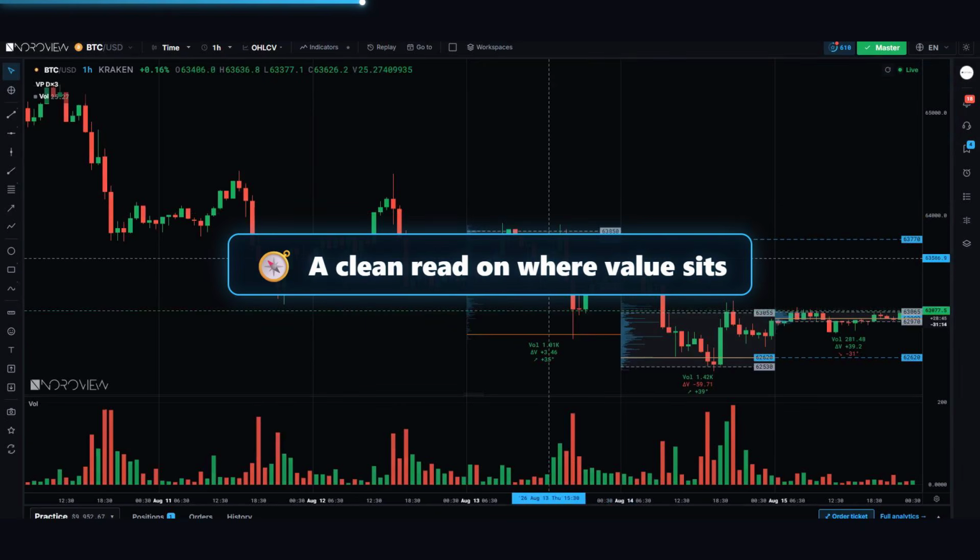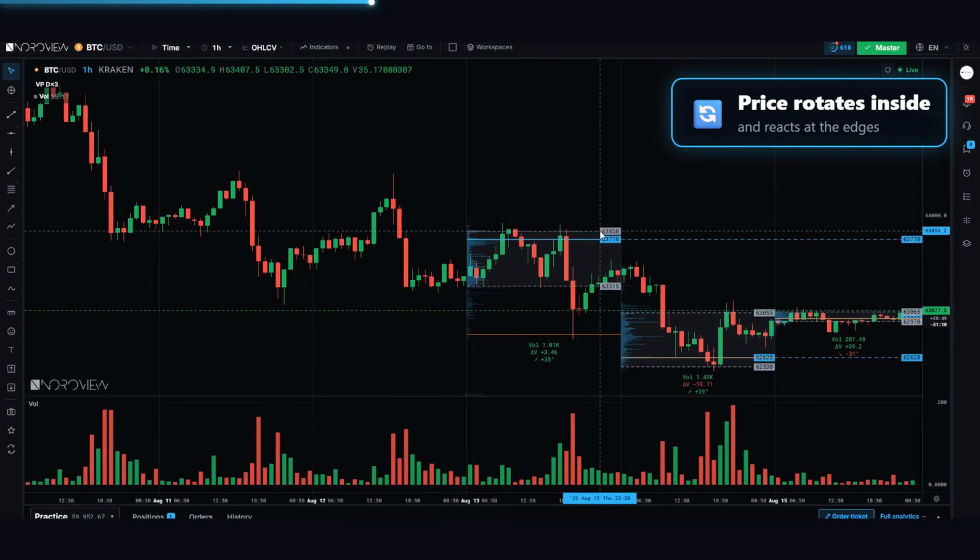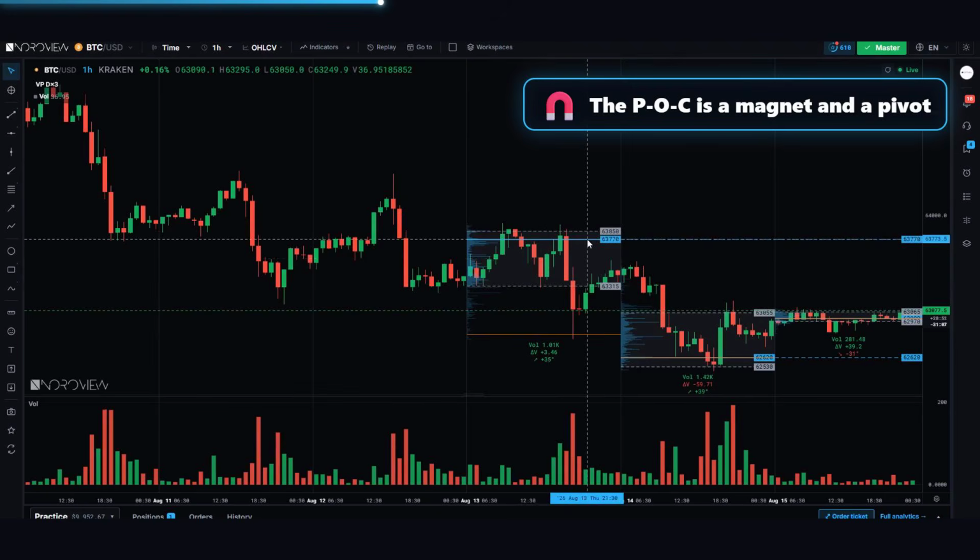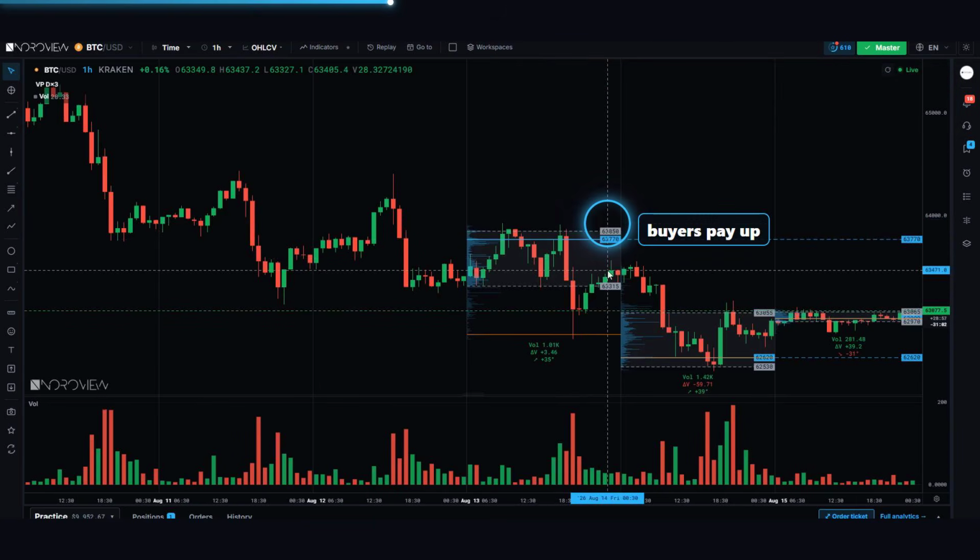Together, they give you a clean read on where value actually sits. Price tends to rotate inside the value area and react at its edges. And the POC behaves like a magnet and a pivot. Above it, buyers are paying up. Below it, sellers are pressing.